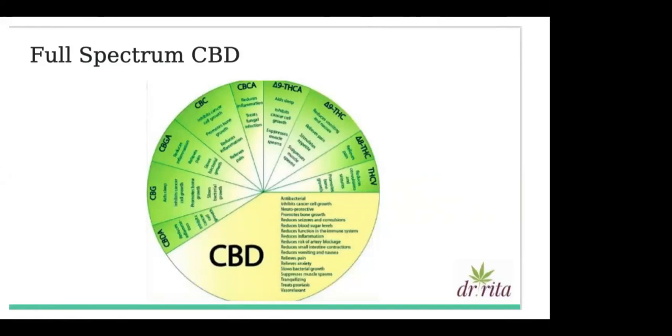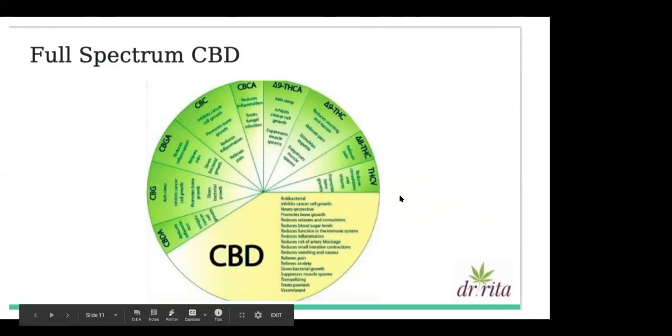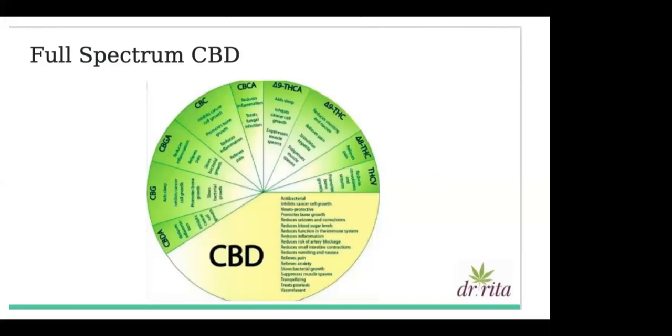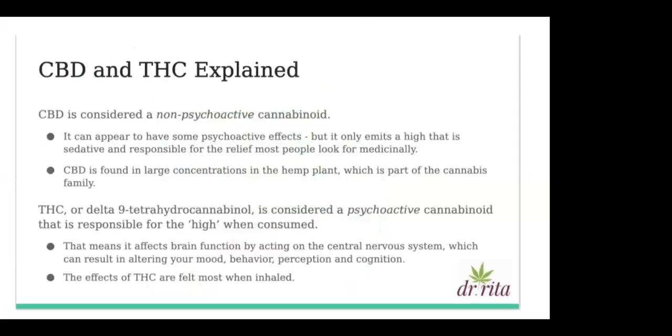CBD is a vasorelaxant. Well, let's look at the other cannabinoid that we know, which is delta-9 THC, or tetrahydrocannabinol. It reduces vomiting and nausea. It reduces pain. It stimulates appetite and suppresses the muscle spasms in those who have multiple sclerosis. But we see again the long list of medicinal properties CBD has. We look at other cannabinoids like CBG and CBN and CBC. They all synergistically come together and have a powerful effect on the body when used in specific conditions.